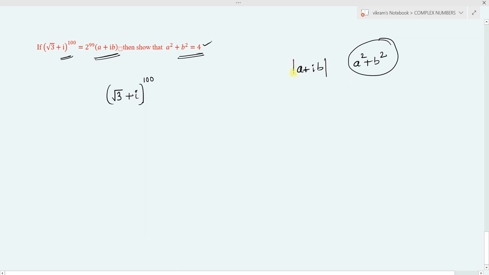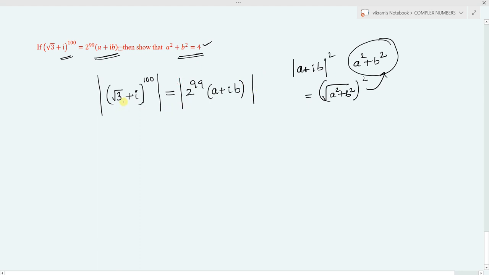If we take a modulus here, then we will get the square root of a square plus b square. If we square it, then the root will be cancelled out and we will get a square plus b square. That means he is simply asking us to apply the modulus to this given equation. So I am considering root 3 plus i whole power 100 equals 2 power 99 times a plus ib. Now apply the modulus on both sides.